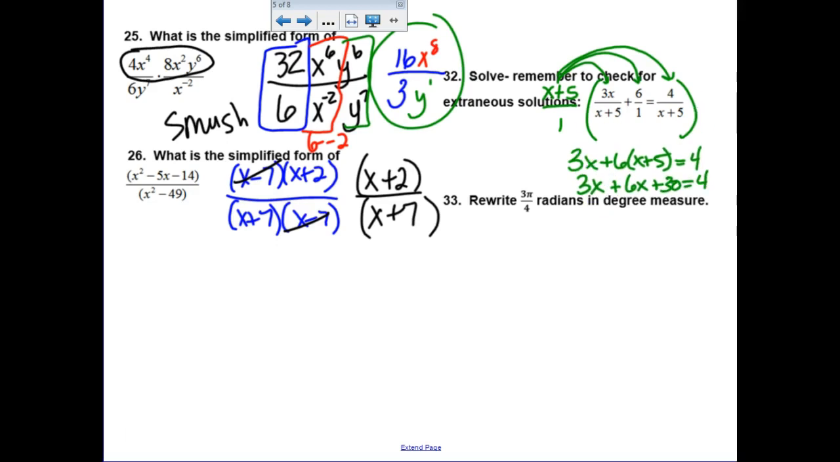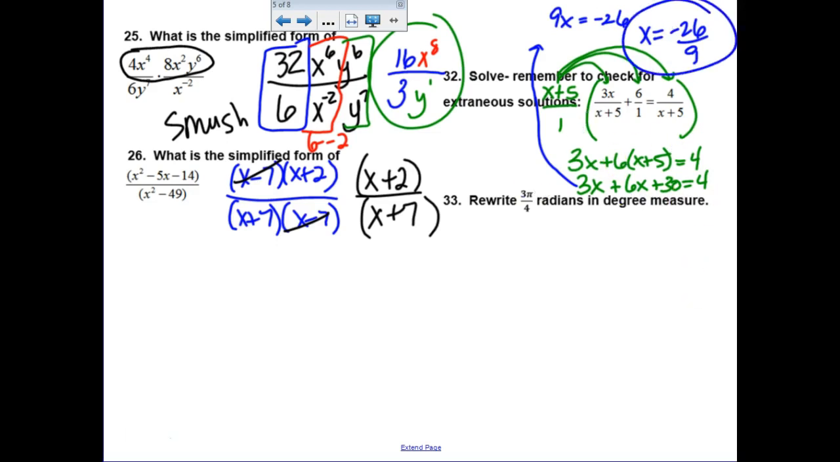My work's going to travel up to the top here because I'm out of room. So we have 9x, and I'm going to subtract the 30 over. So 4 minus 30 is negative 26. And these answers don't always come out pretty, so don't panic. Negative 26 over 9 works for me.